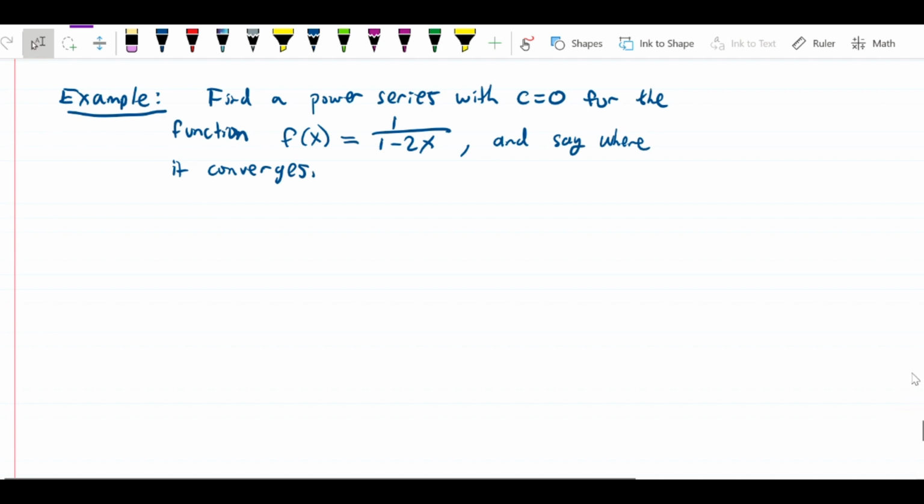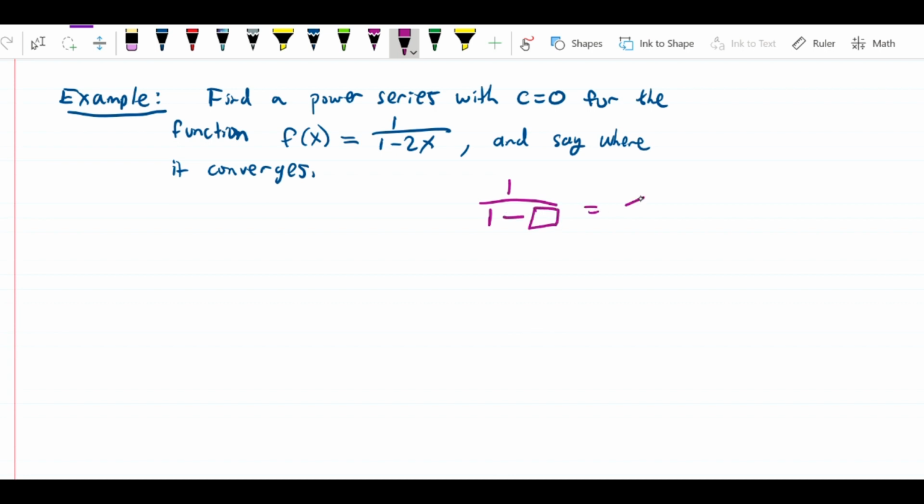So now we're going to find a power series with c equals 0 for the function f of x equals 1 over 1 minus 2x, and say where that power series converges. So the thing to recognize here is that we're always trying to get an expression like this into the form 1 over 1 minus something.